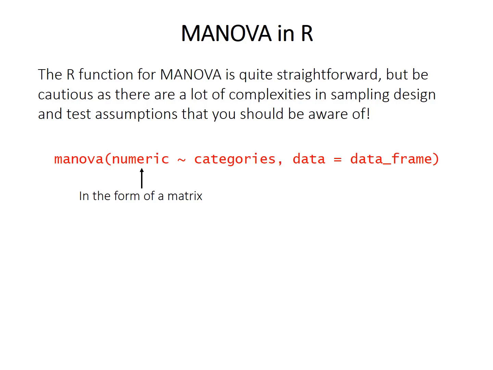So the MANOVA function, called manova, has the same syntax as the ANOVA function aov, which you've already used, or linear models. You use this formula input with the numeric data as a function of the category column in a particular data frame generally. The difference here is that the numeric data must be a matrix because we have multivariate data. You'll have multiple columns in a matrix for each of your variables, as opposed to ANOVA, where you just have a single vector for your data.